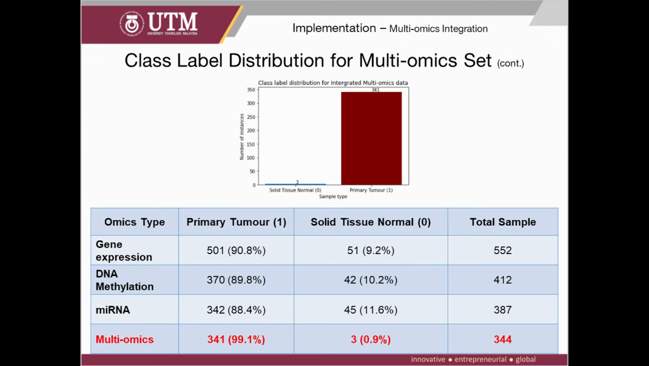The class distribution of the integrated multi-omics data is inspected. It is noticed that the class imbalance problem became more serious, as now out of 344 samples, the positive class has 341 samples while there are only 3 samples for the negative class. This translates into roughly a 99:1 ratio, indicating the dataset is now severely imbalanced.